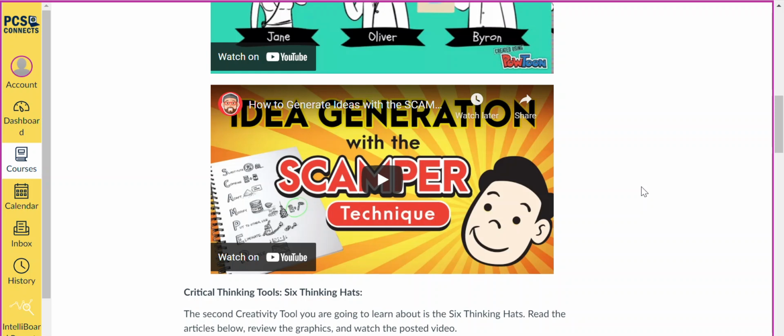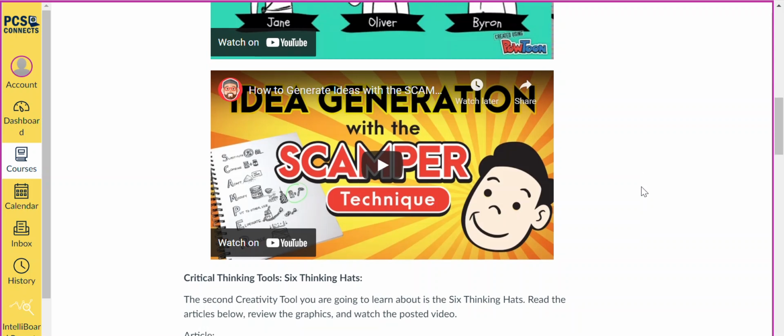You can Scamper in the ELA block with stories. You can try it in math as well. So the more you become familiar with Scamper, the easier it's going to become to just naturally flow that in, and it becomes common language in your classroom.